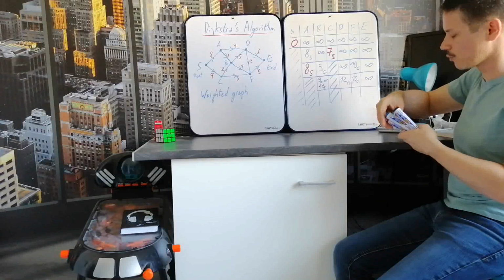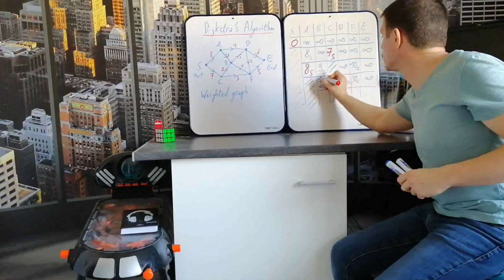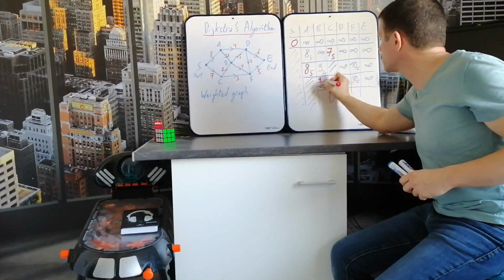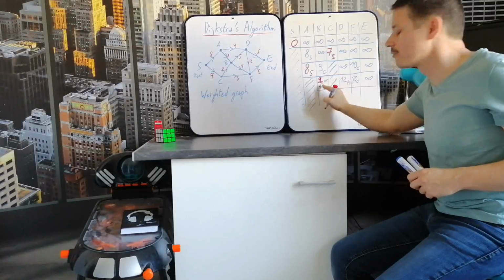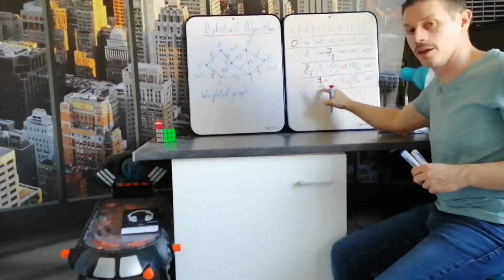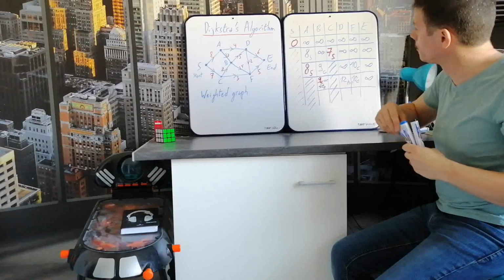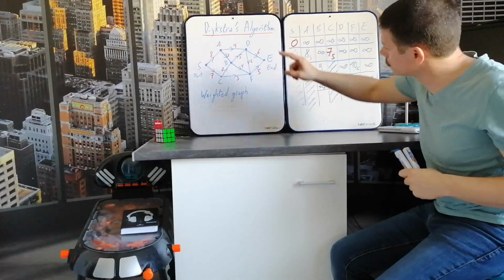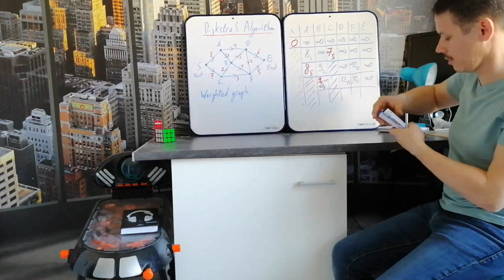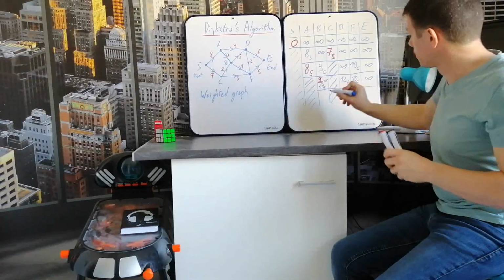I choose the smallest one, so now I am at the B vertex, but I am at the B vertex coming from C and not coming from A. So if I am at the B vertex, where can I go? I can go to D, I can go to F. Okay, let's go. I won't need B anymore.